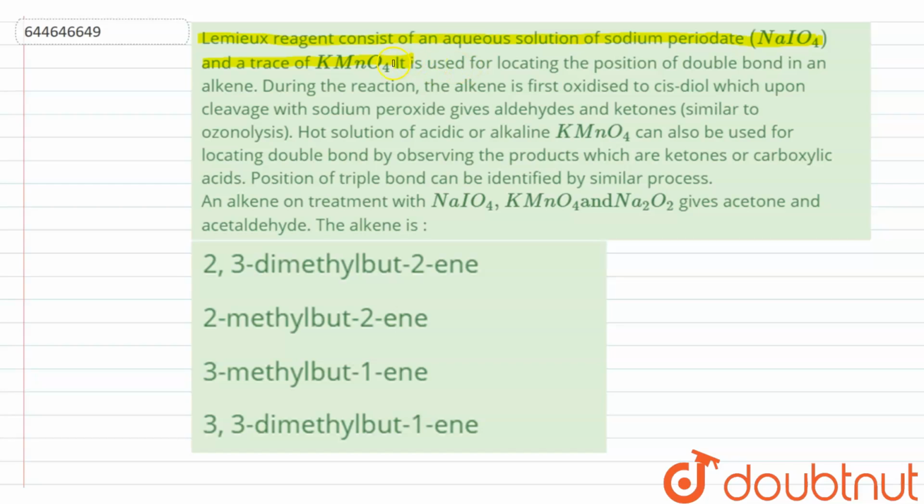The question given here is: Lemieux reagent consists of an aqueous solution of sodium periodate, NaIO4, and a trace of KMnO4. It is used for locating the position of double bond in an alkene.